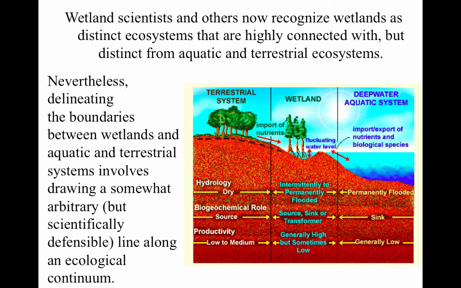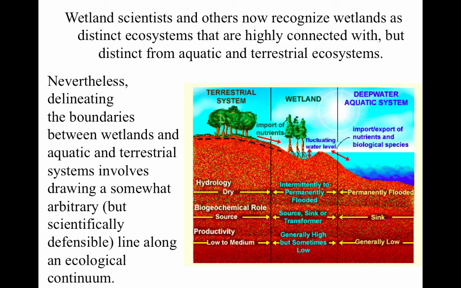Wetland scientists and others now recognize the value of wetlands as distinct ecosystems, highly connected with, but not quite aquatic systems and not quite terrestrial. So, for example here, the terrestrial, meaning land, there's an import of nutrients. You get a fluctuating water level. You'll have different types of trees coming in here. And then eventually the water does wind up in the deep water aquatic systems. It's to say where terrestrial ends and wetland begins is often difficult.